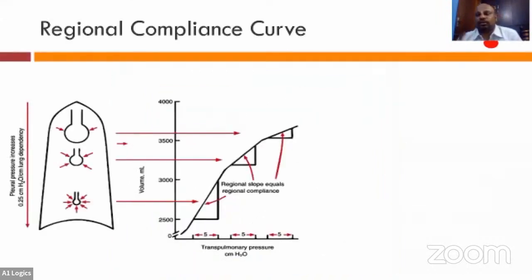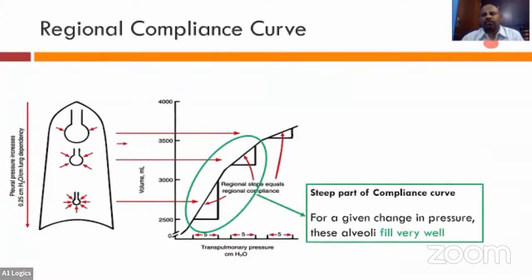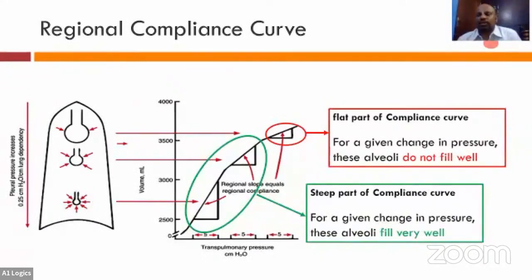If we correlate with the regional compliance curve, see there are a few alveoli here: the lower zone, the middle zone, the upper zone. Whichever alveoli fill the best for a given pressure will be depicted at the steep part of the compliance curve. See, for a given change in pressure, they are filled with more volume of air. And these alveoli which are less compliant, that is, they do not fill well with the same change in pressure, will be depicted in the flat part of the compliance curve.